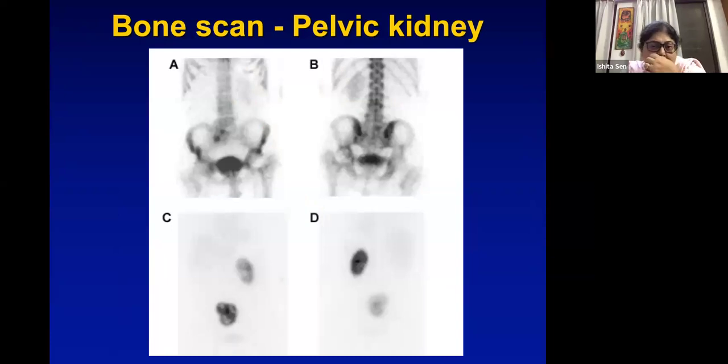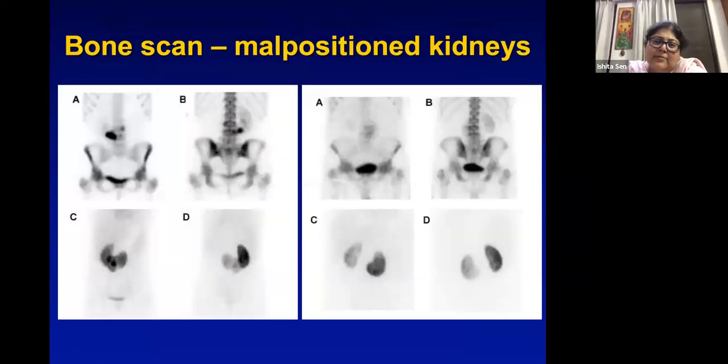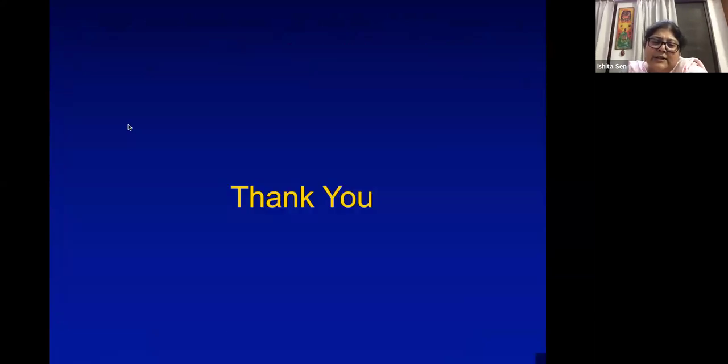And you can also see the kidneys on a bone scan. So again, another whole narrative where on the bone scan you can see malpositioned kidneys as well.